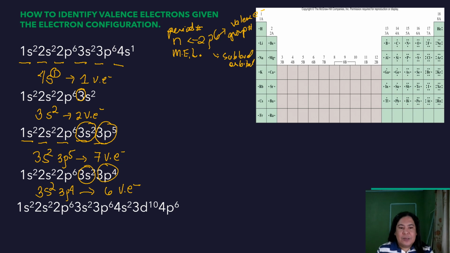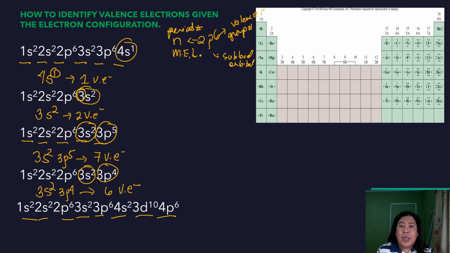And then last, ang last is 1s2, 2s2, 2p6, 3s2, 3p6, 4s2, 3d10, 4p6. So, this time, hindi lagi siyang nasa dulo. Yung mga nauna, lagi nasa dulo. Okay? So, ito, meron siya sa dulo, meron din siya dun sa medyo middle part ng electron configuration nyo.